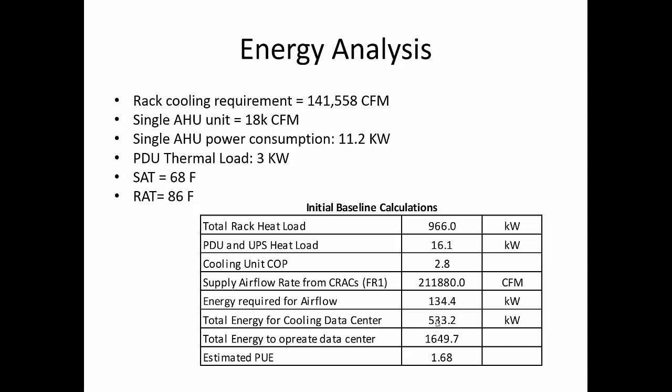Now, just a moment on this calculation right here. Remember that the reason it's 533 is you've got to dump the heat. This is the energy required to dump the heat, 533. And it is the total amount of energy in the room, which would be 966 plus 16, plus the energy for airflow, divided by the COP, because you're dumping that heat. And then you have to also add in the energy required for airflow one more time. It's important to remember that. You put an air handler in a room, you have to pay for it twice.